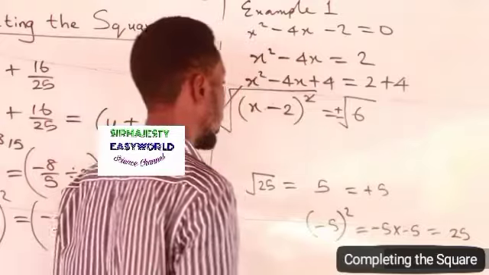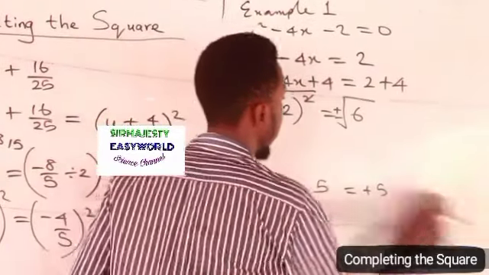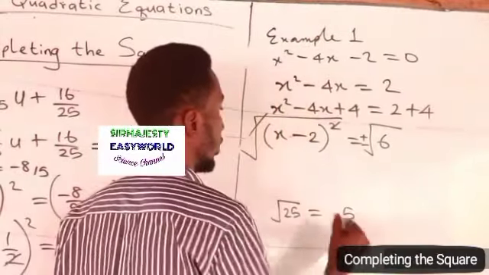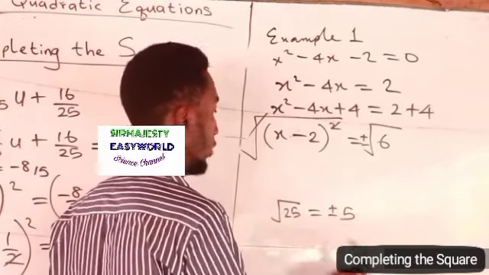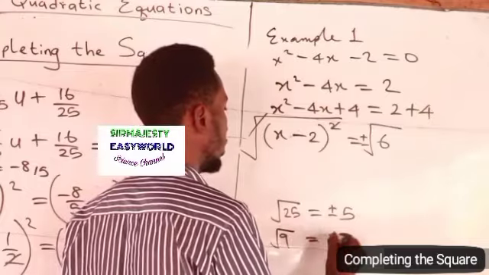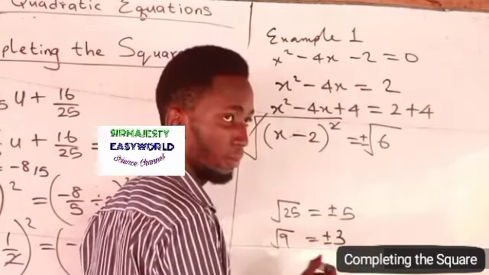So there you have it. That is why whenever you take the square root of a number, the correct way of representing it is plus minus. So square root of 25 is plus or minus 5. Square root of 9 is plus or minus 3.